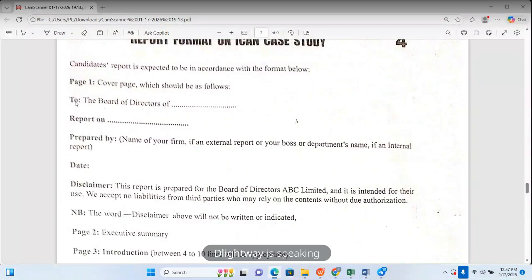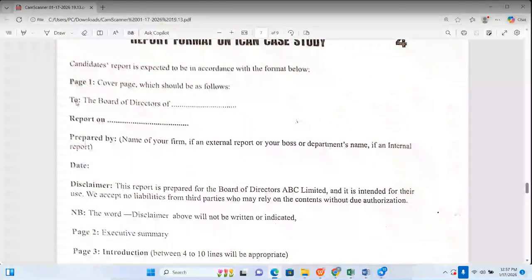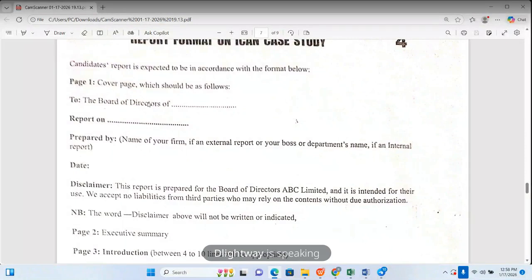So we have to ask: who are you reporting to? Now, they wrote board of directors, but it may not be the board of directors. It may be that the audit manager or senior manager gave the work of a client to you, the audit trainee, and you are reporting to that person. So this place may be the chief financial officer, the managing director, the audit manager, whatever name they want to give it. Then report on.